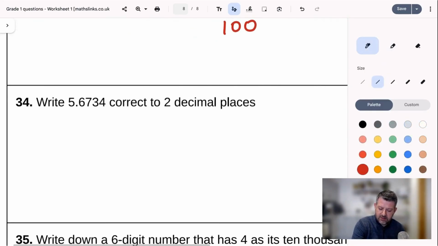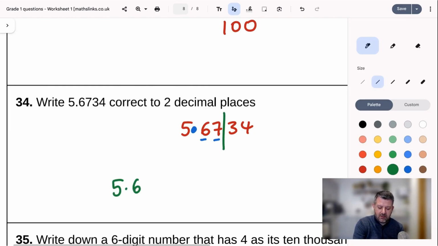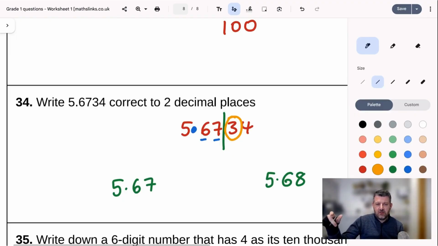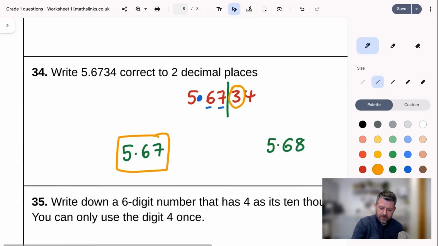Got another rounding one here. 5.6734 to 2 decimal places. What that means is there's going to be 2 numbers after the decimal point. This is the decimal point there. So we're going to cut off after the 7. Our choices are that it remains 5.67, or we make the last digit one bigger, 5.68. Those are the choices, and the number that's going to decide is the 3. The rules of rounding are, because that number is 4 or less, it's 3, we don't round up, so we're going to stay at 5.67. So that's it to 2 decimal places.